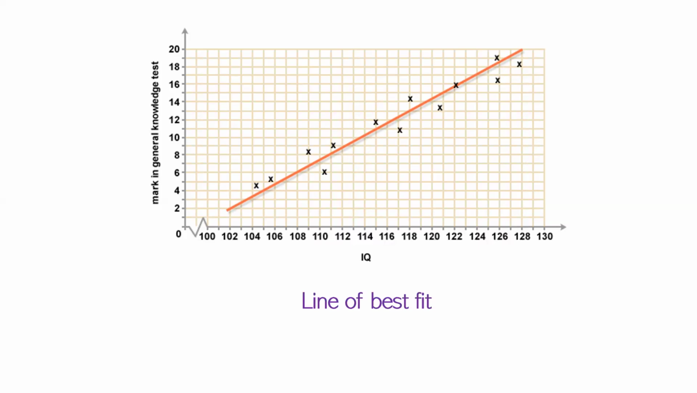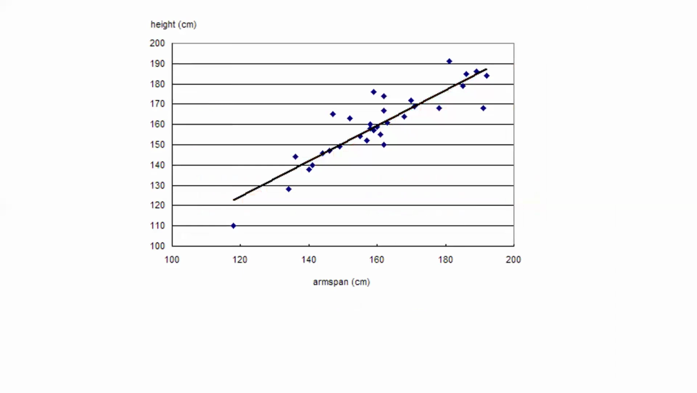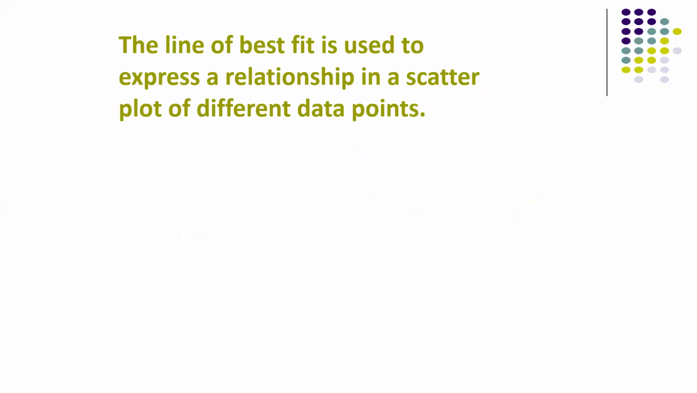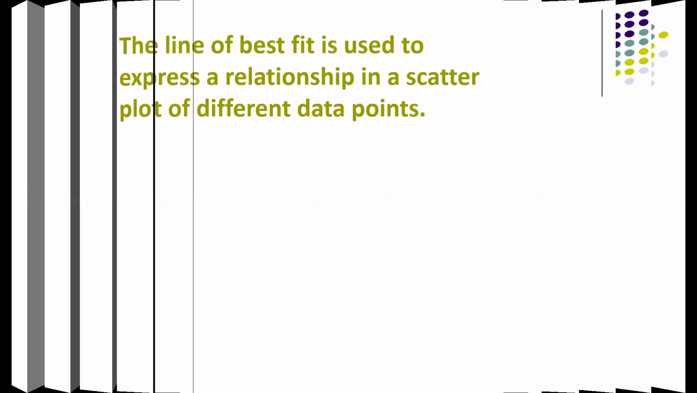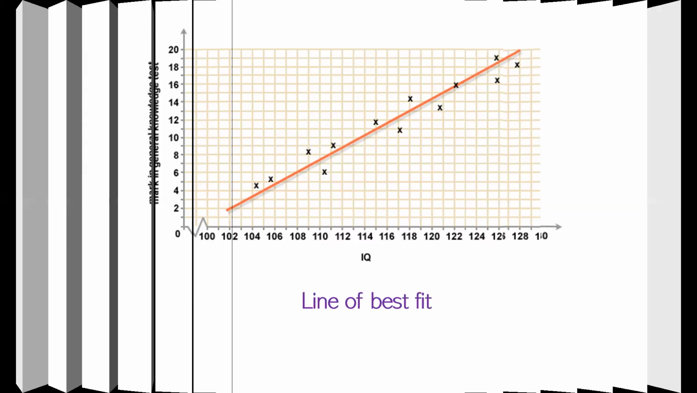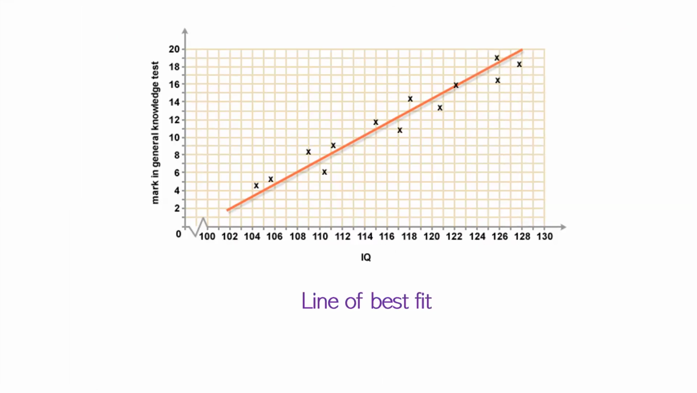We used to draw a best fit line in ATP paper, in which we first plotted the points and then were asked to draw the line of best fit. The line of best fit is there to show a relationship in a scatter plot. Maybe the line is going upward, just like here: marks in a general knowledge test against IQ level. As the IQ level is increasing, marks in the general knowledge test are also increasing.